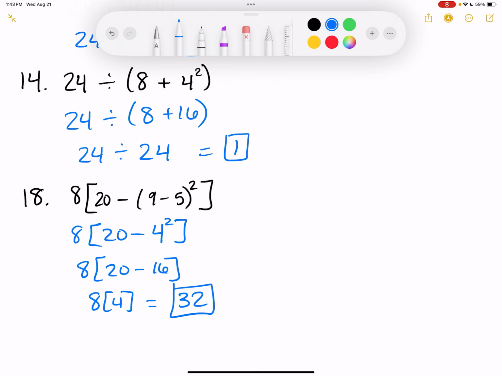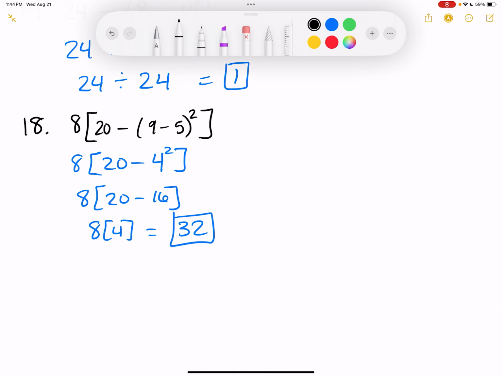Alright, the next set of problems, that was all one set of problems, says to evaluate the expression, but these ones have variables in them, but the variable is given a value and you have to plug it in. So kind of what we were doing in the last section. So start with 24.